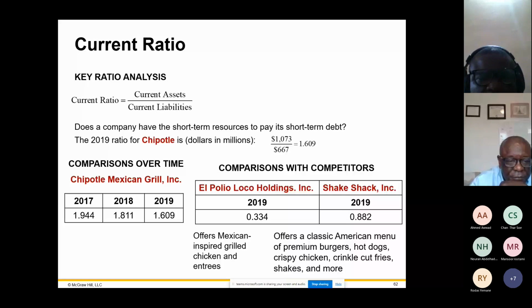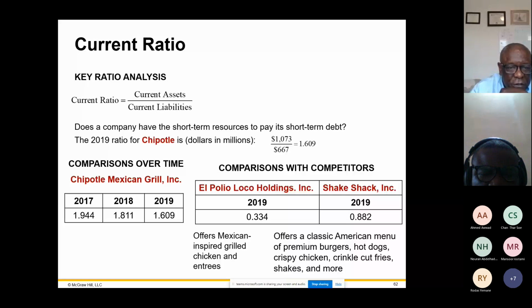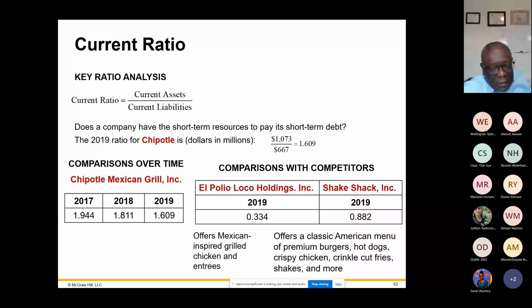Okay, with this we did, if you remember, I said noncurrent asset, current liability, current ratio. Does the company have short-term resources to pay its short-term debt? You can now answer this question with 100% certainty that yes, they have. In most cases, they always compare it over time. Look at the company.